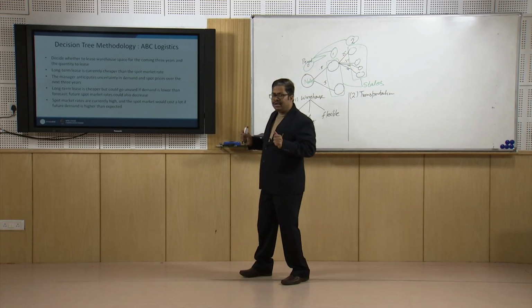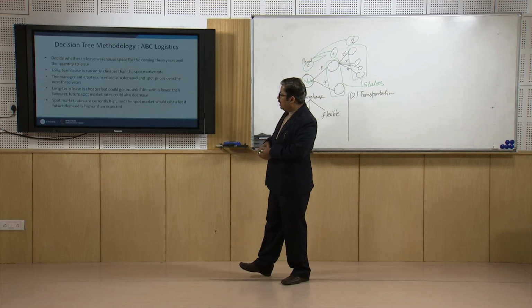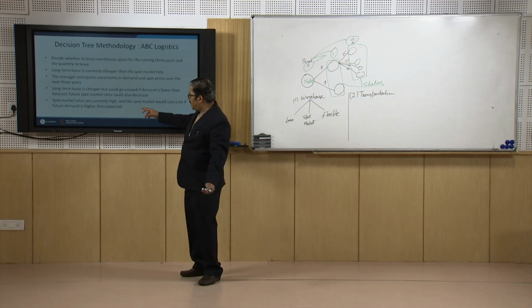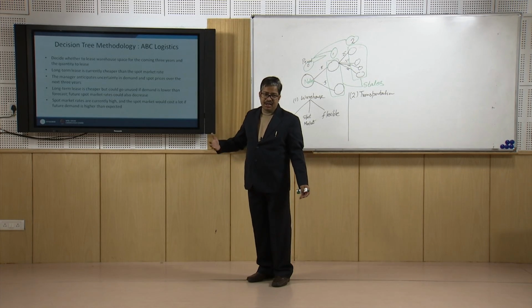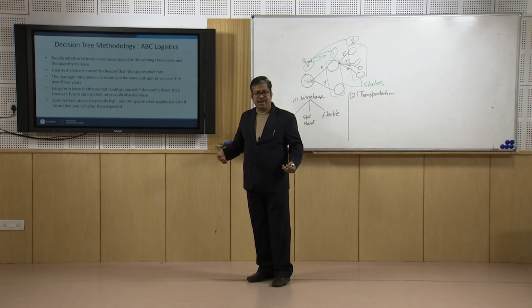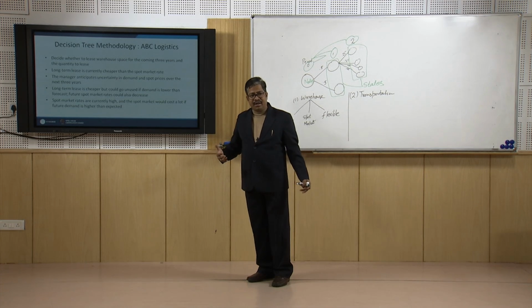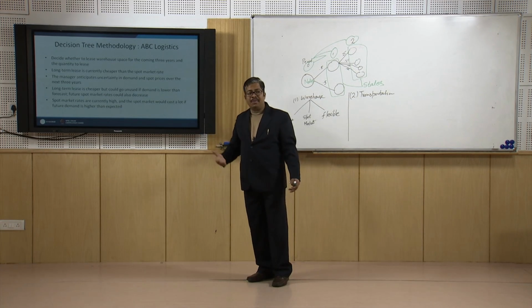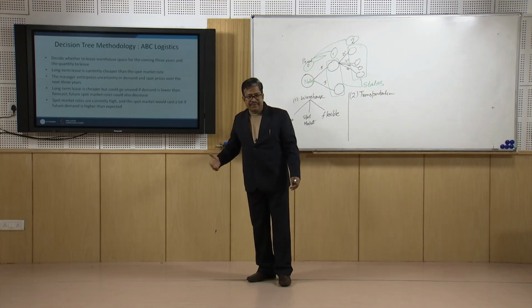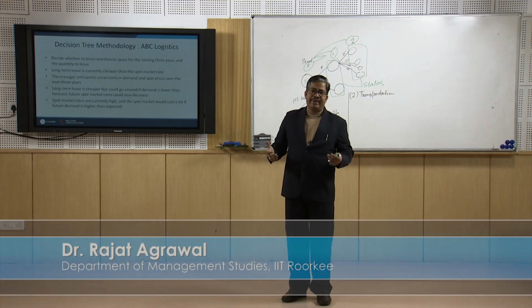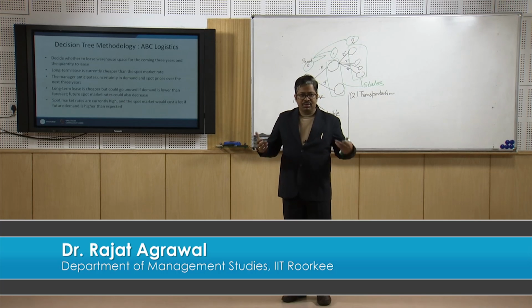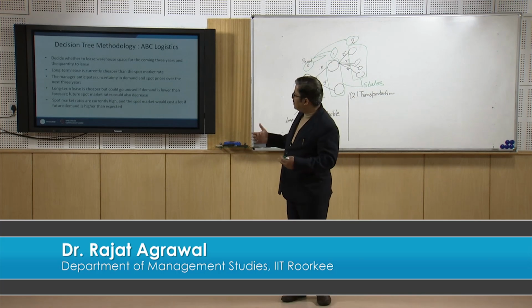So, this is the dilemma of the manager. Spot market rates are currently high, and the spot market would cost a lot if future demand is higher than expected. If future demand is high, today it is already a higher price in the spot market, and if more demand is there in the future and the same price trend continues, it will be very costly for me to bear the cost of this warehouse.